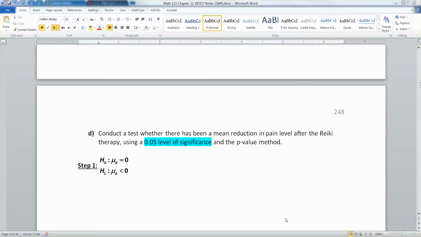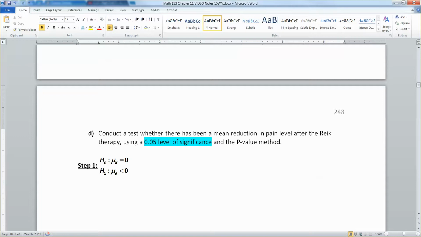We're still in the middle of our Reiki touch therapy problem, and now we actually want to conduct the test of whether there has been a mean reduction in pain level after the Reiki therapy using a 0.05 level of significance and the p-value method. Remember, we already established the hypotheses: the mean difference is equal to 0, and the mean difference is less than 0.